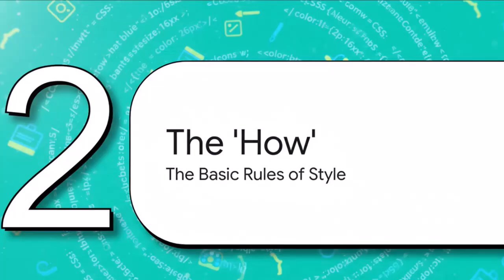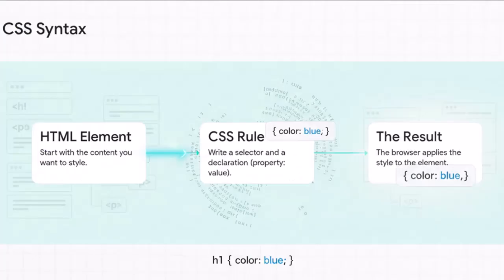Okay, so we've got the why. We know we need it. Now let's get into the how. How do we actually write this stuff? This is where we learn the fundamental language of styling. It really just boils down to a super simple pattern. First, you pick an HTML element you want to style, say a big heading. Second, you write a CSS rule that targets that element. And that rule is just made of a property, like color, and a value you give it, like blue. And then step 3, the browser just does what you told it to do, and bam, you see the result on the screen. It's a really direct instruction. Hey, browser, find this thing and make it look like this.